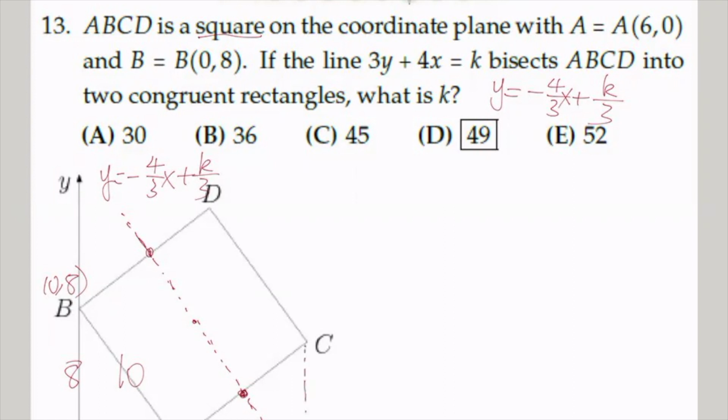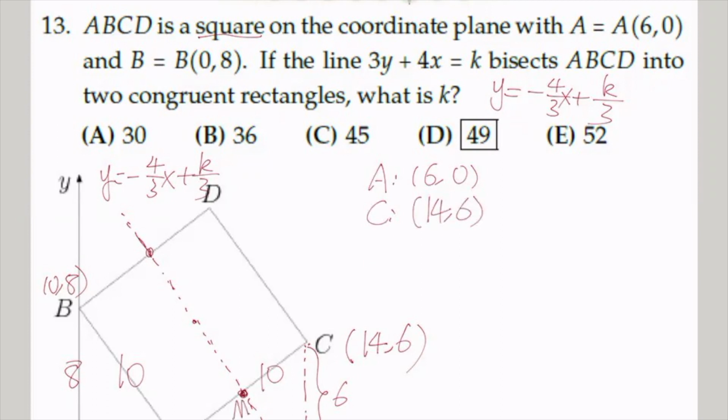And AC is 10, right? So the shorter leg should be 6, and the longer one should be 8, which means that the coordinates of C are (14, 6). Now, the midpoint of A and C can be computed easily, right? Because A is (6, 0) and C is (14, 6). Thus, the midpoint, let's call it M, is (10, 3), which tells us that the line must pass through the midpoint, else the two rectangles it creates cannot be congruent.